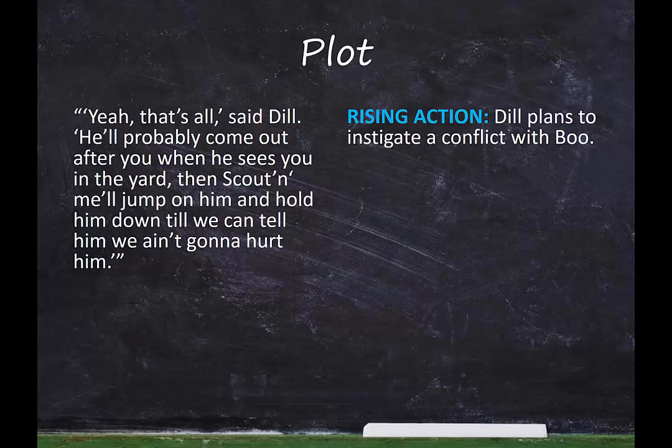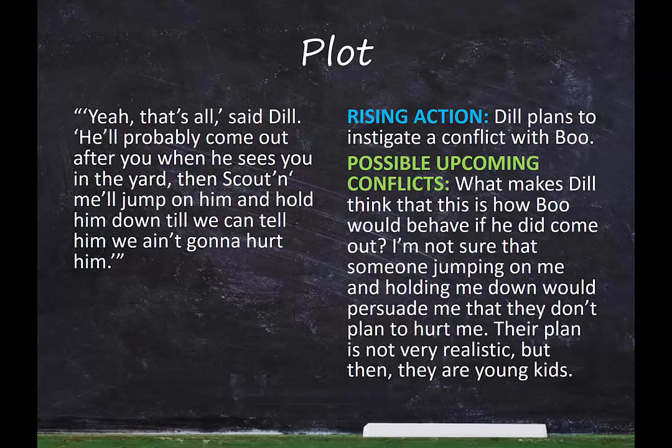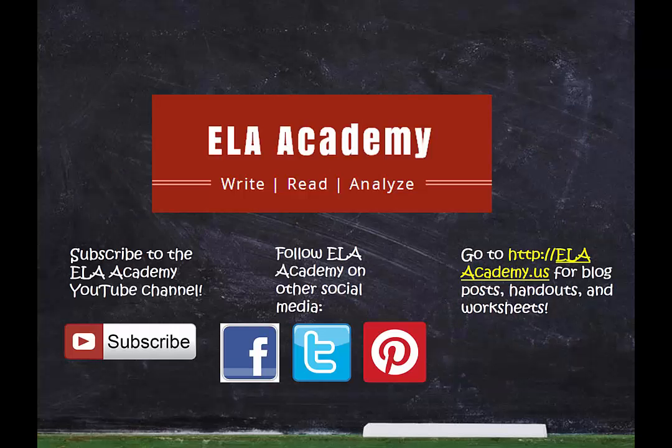Dill plans to instigate a conflict with Boo, supposedly to give him some company, but also just to satisfy his avid curiosity. Well, how in the world could this go wrong, right? How could Dill know how Boo will react to any of this? I'm not sure that someone jumping on me and holding me down would persuade me that they don't plan to hurt me. Their plan is not very realistic, but of course they are little kids. But given the stories about Boo, I'm not sure this plan is exactly safe.